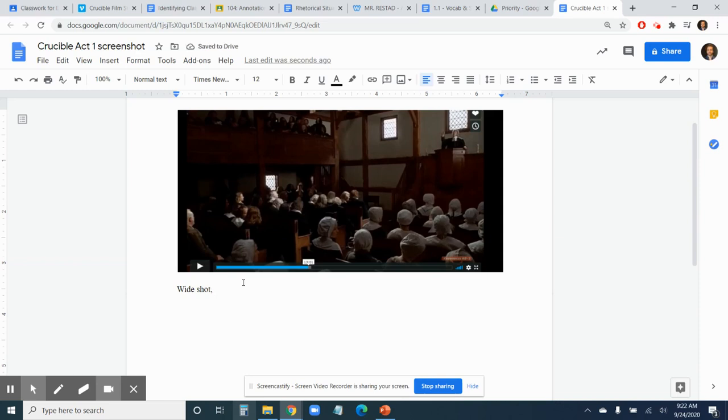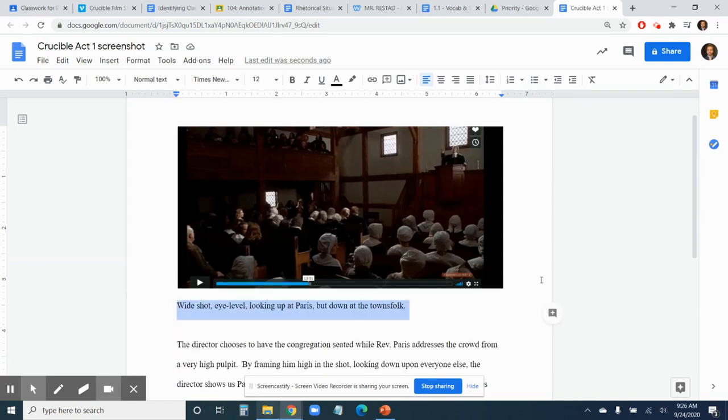And perspective is tricky because I'm looking down at the congregation, but I'm looking up at Reverend Paris. So I might say this is eye level because these folks are sitting down and this person is up above. I might even qualify this a little bit more: looking up at Paris, but down at the townsfolk.